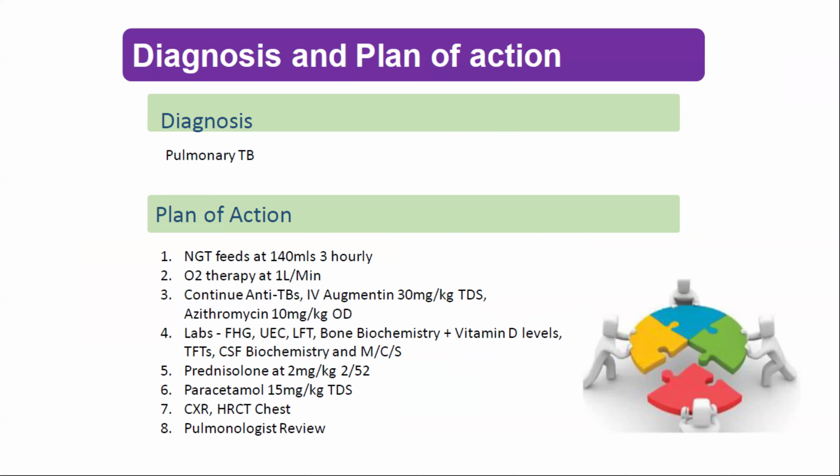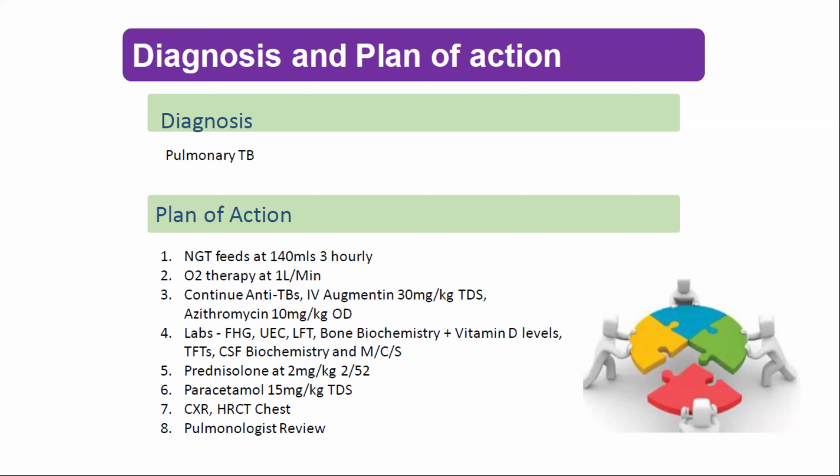So we did agree with the diagnosis of pulmonary tuberculosis, and a plan was made around how the child would be fed and oxygen therapy would be administered. He was also started on augmentin and azithromycin because it was felt that even a secondary bacterial infection could have exacerbated his symptoms. We also screened the child for rickets because he had clinical signs of rickets.